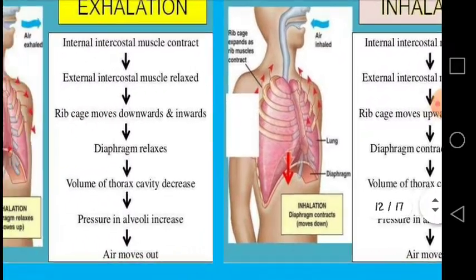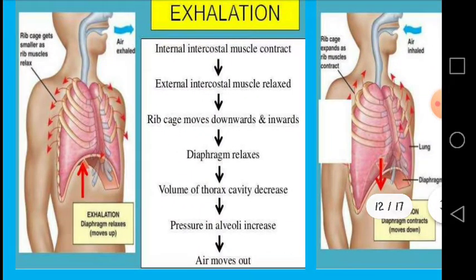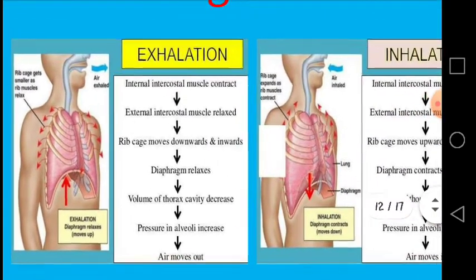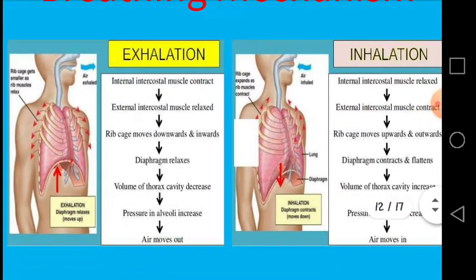Now we are moving towards exhalation. In the process of exhalation, the internal intercostal muscles contract, the external intercostal muscles relax, the rib cage moves downwards and inwards, the diaphragm relaxes, the volume of the thorax cavity decreases, the pressure in the alveoli increases, and the air moves out. In this way, we have covered the process of inhalation and exhalation.